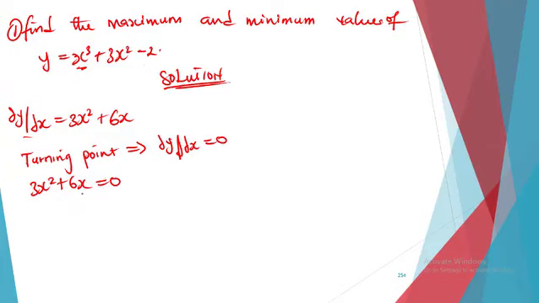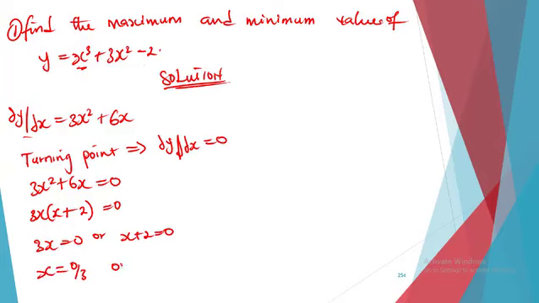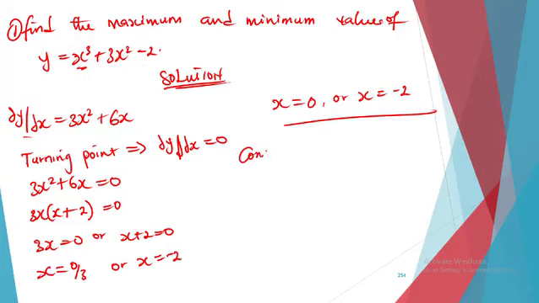We'll find the common terms. 3x is common, so we have 3x into x plus 2, such that 3x times 2 will give us 6x, and this is equal to 0. So 3x is equal to 0, or x plus 2 is equal to 0. At the point where 3x is equal to 0, x is equal to 0 over 3, which is 0, or x is equal to minus 2. So we've gotten the two values of x to be 0 and minus 2.